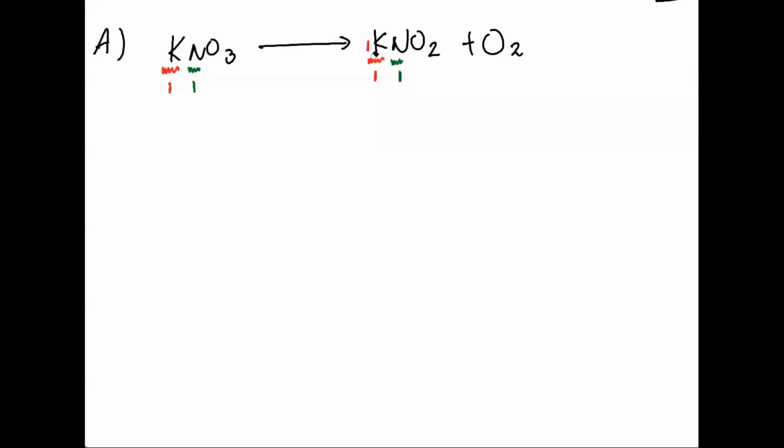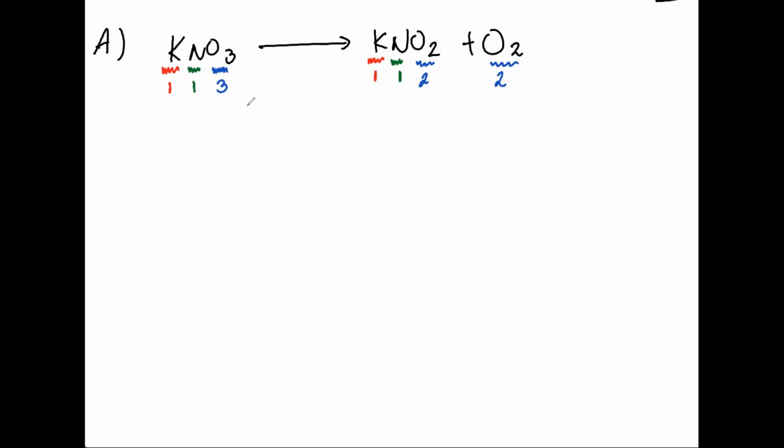What about O? How many O's do you have? Oxygen. You have 3, right? Because of these 3. And here you have 2 because of these 2. And here you have also 2 because of these 2 as well. So that means that you have 4 O's, 4 oxygens.